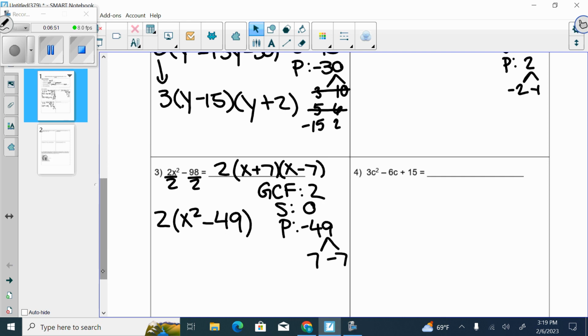All right. Got one more here on the front. So what am I looking for first? Good. What is my GCF? Okay, so we divide all these by 3. Okay, so here, just like all the others, my 3 is going to divide out, right? So I've got c squared. What's negative 6 divided by 3? Good. So I got negative 2c, and 15 divided by 3?